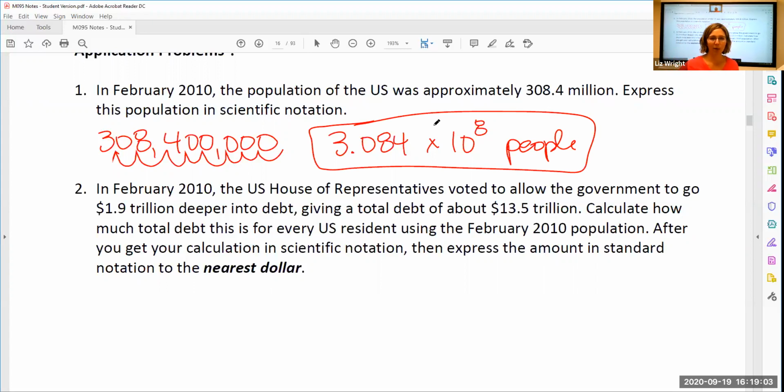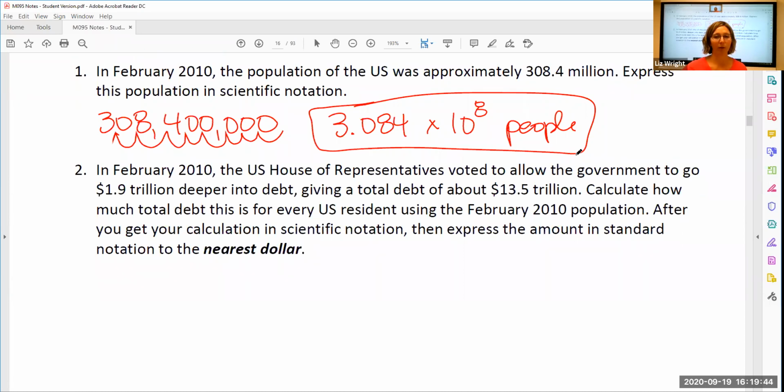So then it says in February 2010, the U.S. House of Representatives voted to allow the government to go $1.9 trillion deeper into debt, giving a total debt of about $13.5 trillion. Calculate how much total debt this is for every U.S. resident using the February 2010 population, which is what we did in number 1. After you get your calculation in scientific notation, then express the amount in standard notation to the nearest dollar.